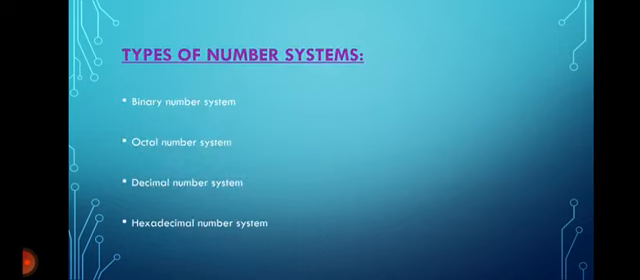Next, types of number systems. Here there are 4 types of number systems: binary number system, octal number system, decimal number system, and hexadecimal number system. We all know the decimal number system, which we use in day-to-day life. The remaining 3 we will discuss in the next lecture.